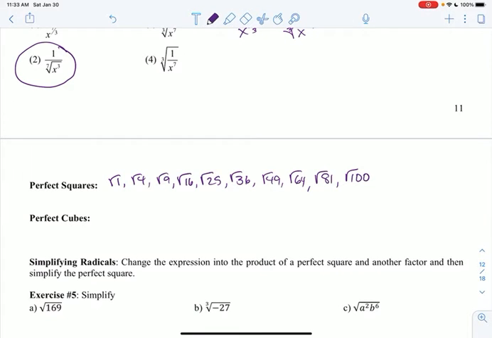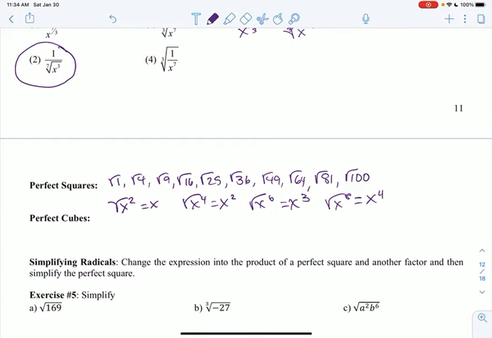All right, now, also I can have letters under there. So if I have the square root of x squared, that equals x. The square root of x to the 4th equals x squared. The square root of x to the 6th equals x to the 3rd. So as long as it's an even number, then the square root of that is just half of that exponent.